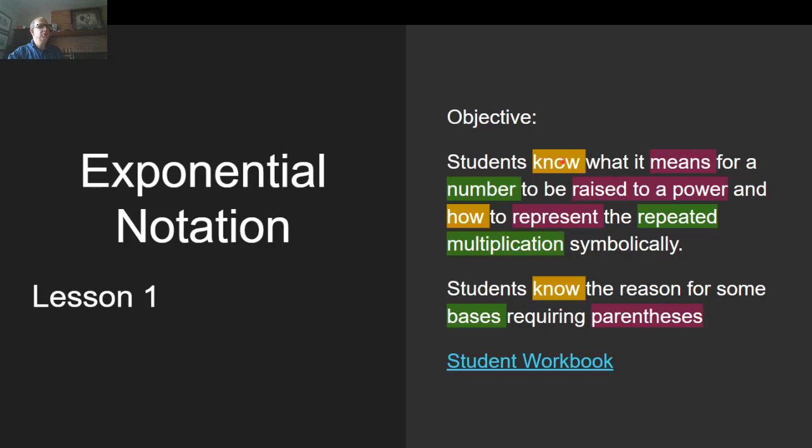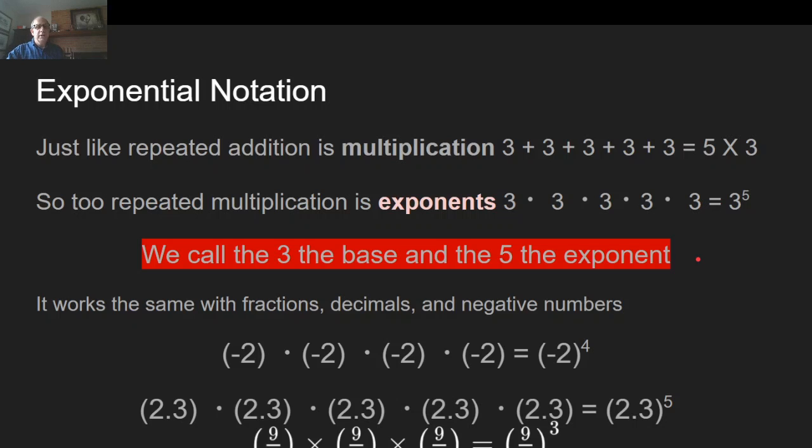So students know what it means for a number to be raised to a power and how to represent the repeated multiplication symbolically. Students know the reason for some bases requiring parentheses. Okay, I'm going to share this PowerPoint with you, and you can click there to get to the student workbook. But let's take a look at exponential notation first.